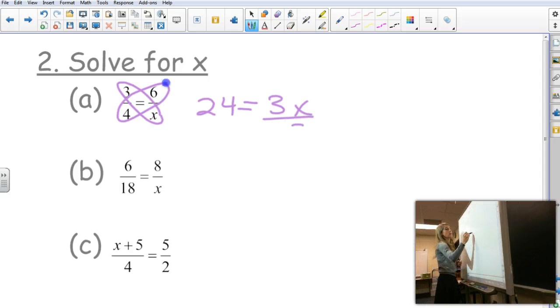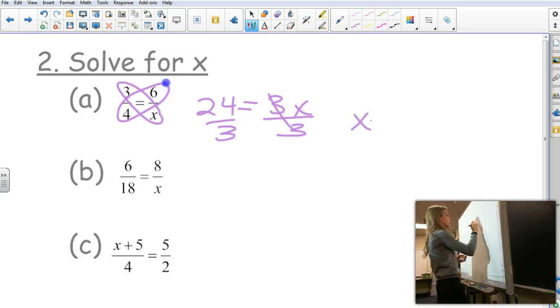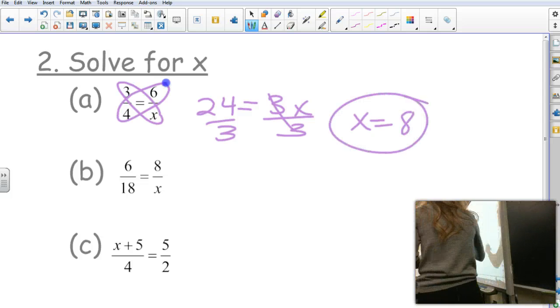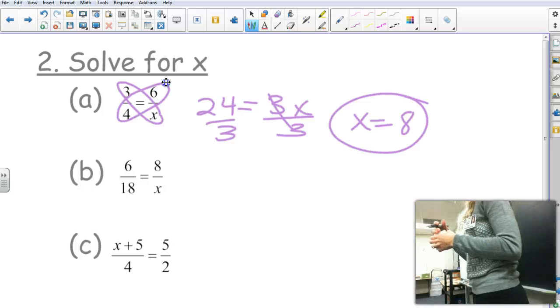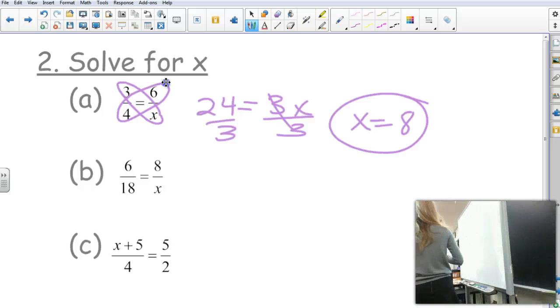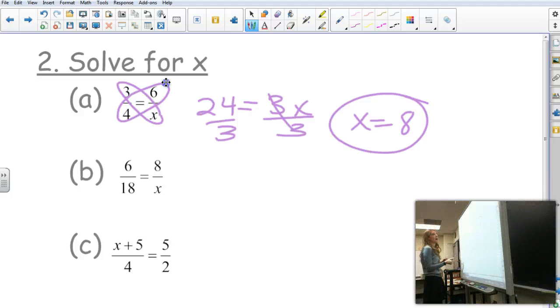24 divided by 3 is? 24 divided by 3 is 8. X is 8. Now, when you do a lot of these, and you do them over and over again, you're not going to even have to write out step 2.